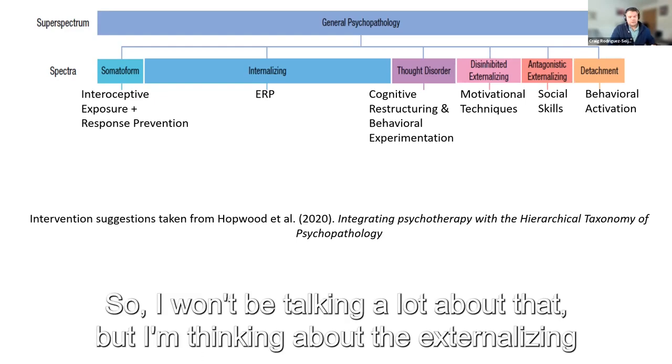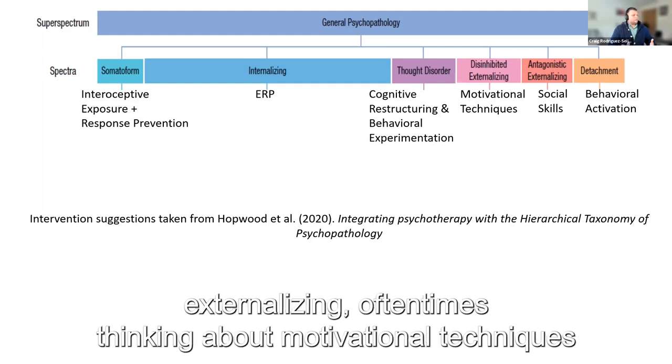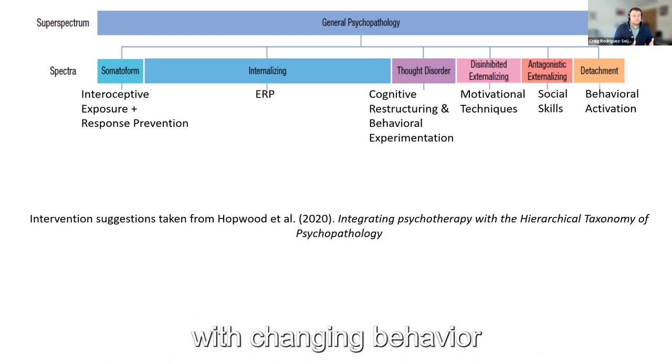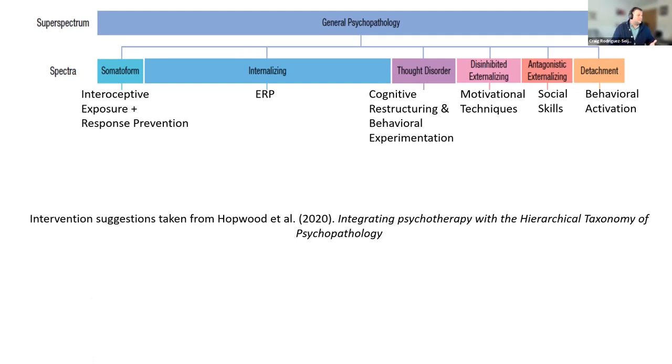But then thinking about the externalizing domain, disinhibited externalizing versus antagonistic externalizing. Oftentimes thinking about motivational techniques for disinhibited behavior, for getting people on board with changing behavior and maybe aligned more with their values or what they care about.